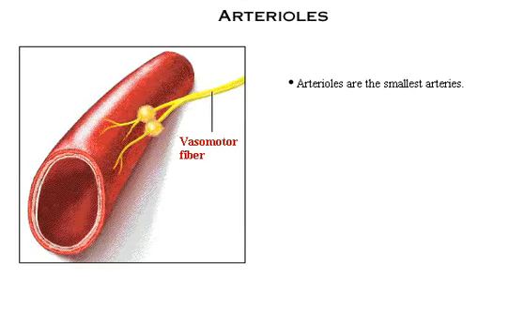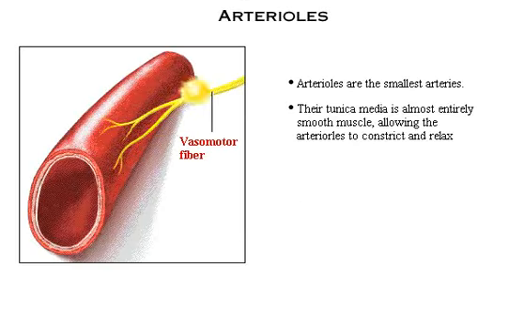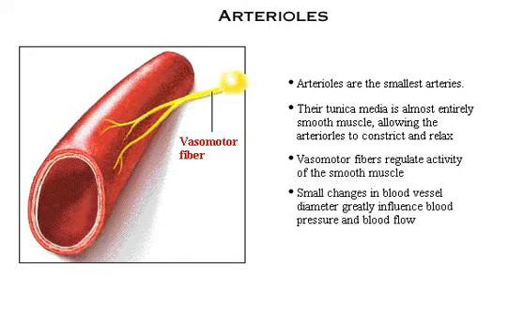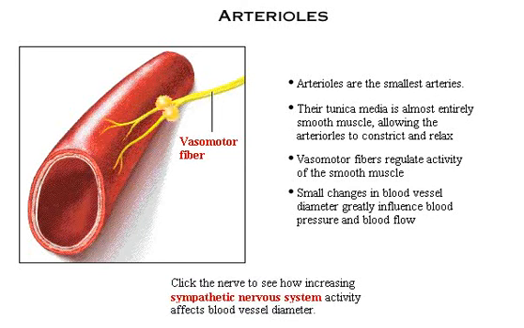Arterioles are the smallest arteries. Their tunica media is almost entirely smooth muscle, allowing the arterioles to constrict and relax. Vasomotor fibers regulate the activity of the smooth muscle. This regulation is crucial because small changes in blood vessel diameter greatly influence blood pressure and blood flow. Click the nerve to see how increasing sympathetic activity affects blood vessel diameter.